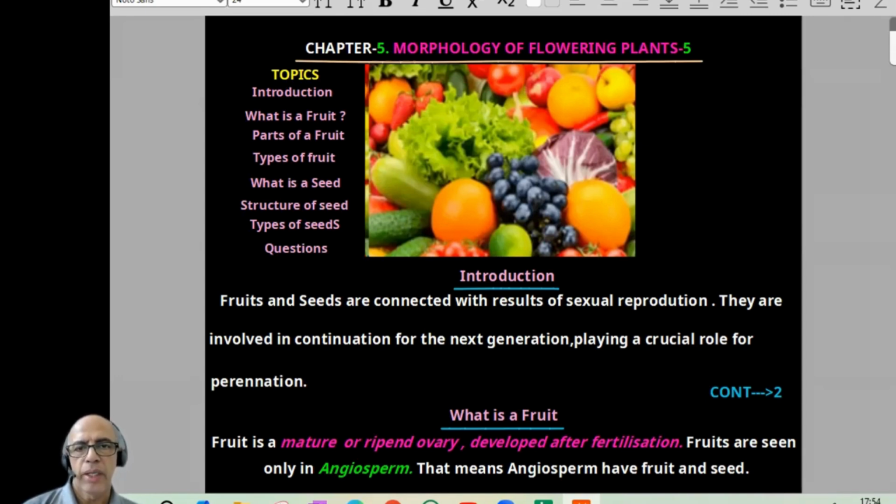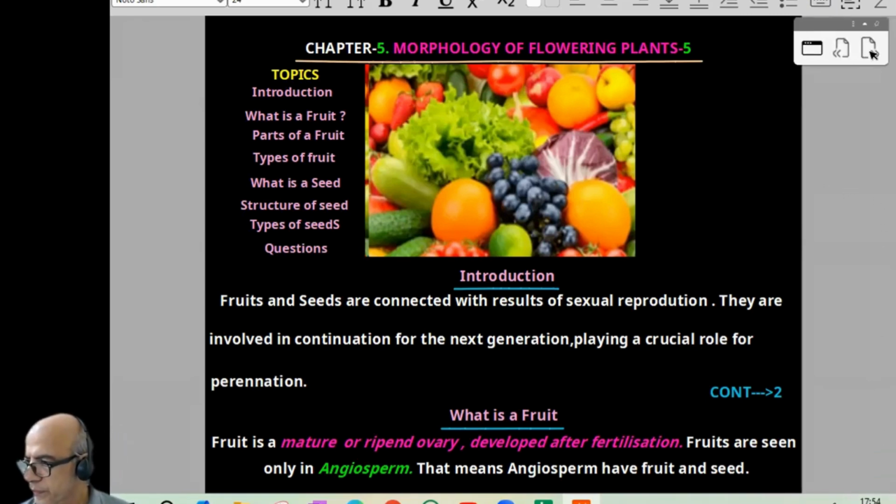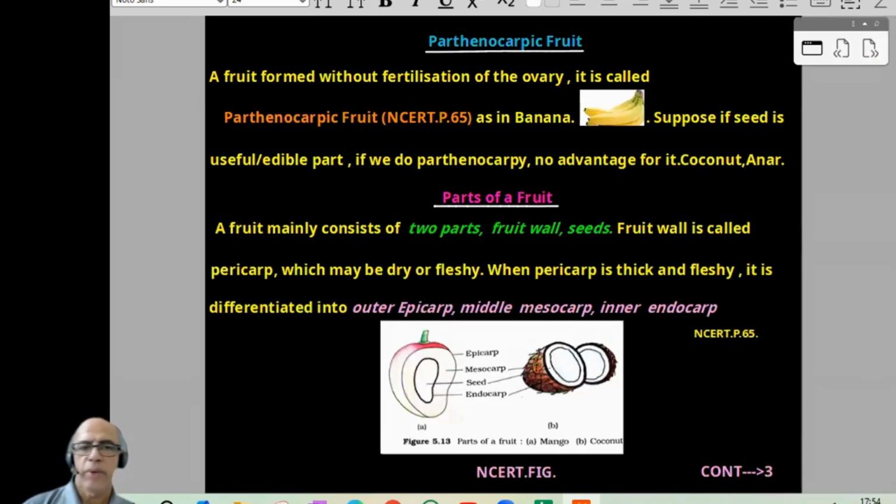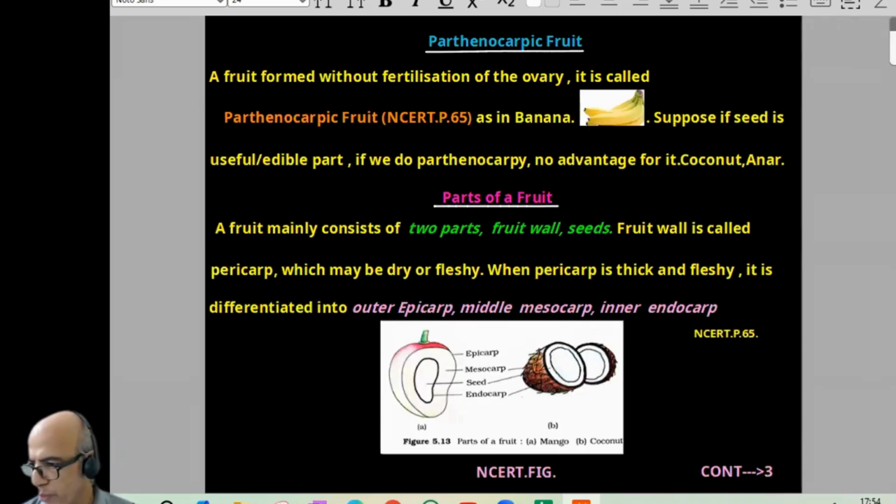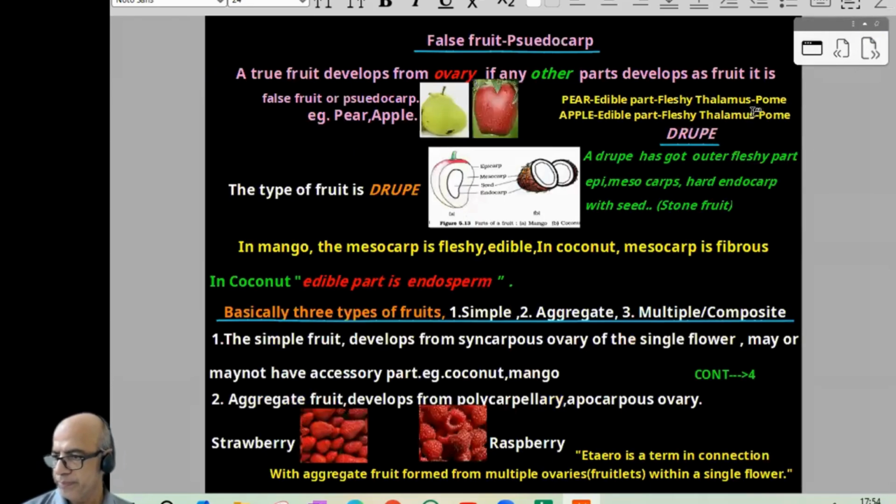Okay, we can continue. So fruit we started with introduction, what is a fruit? Then different types of fruits like parthenocarpic fruit, why it is called so. Then parts of a fruit, fruit wall, seed, etc. Pericarp, epicarp, mesocarp, endocarp. Then coconut and mango, there is a section with the labeling. Then we entered into false fruit or pseudocarp, other than the ovary. Examples are pear and apple, where the thalamus is converted into the edible part.